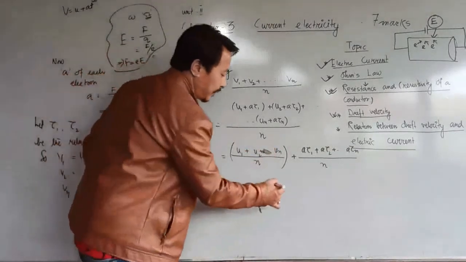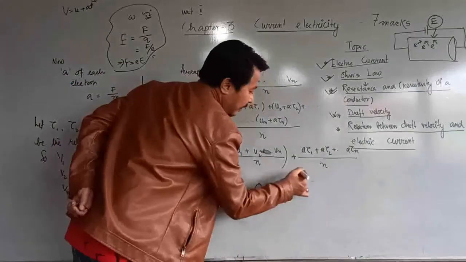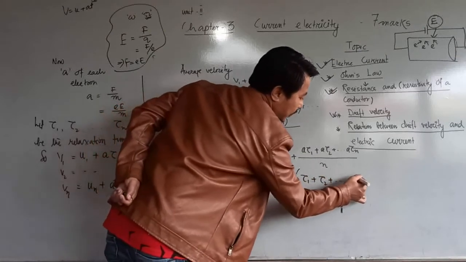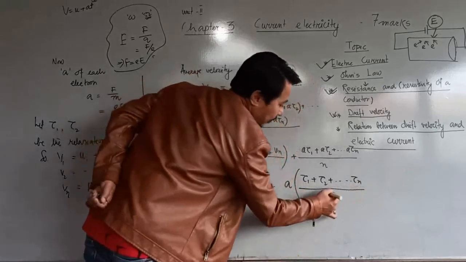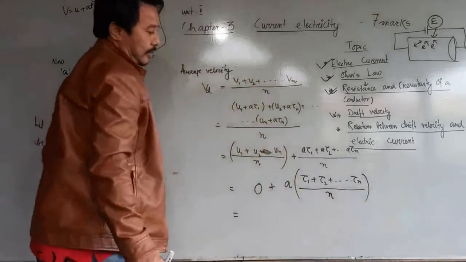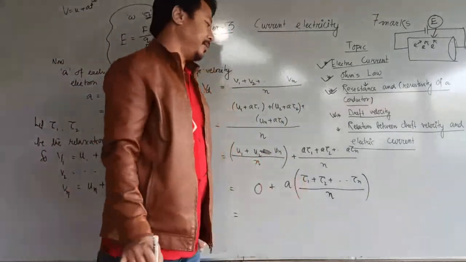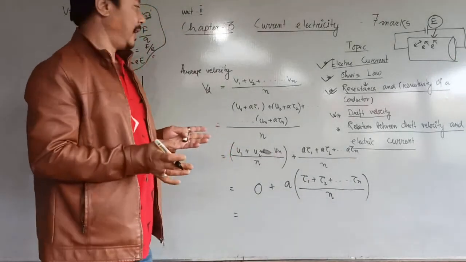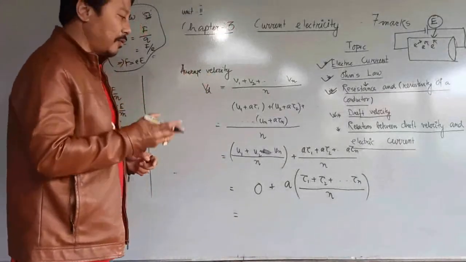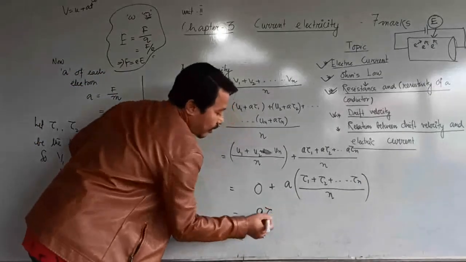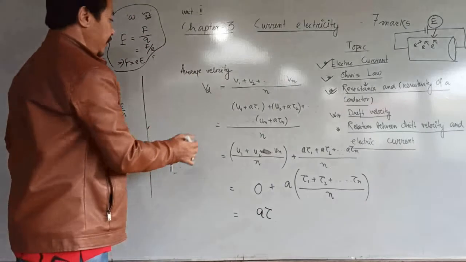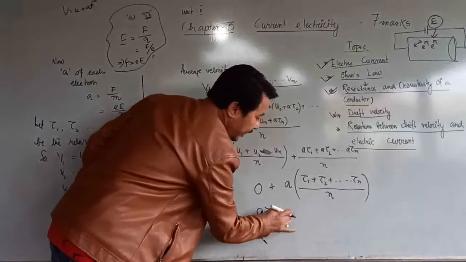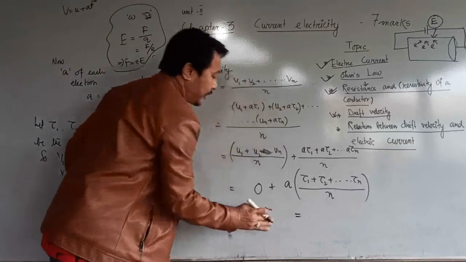The remaining part is a times tau 1 plus tau 2 plus up to tau n over n. Tau 1 plus tau 2 up to tau n over n is the average relaxation time, the relaxation time of each electron taken on average. Replacing that, the relation is V is equal to a tau, where a is the acceleration of each of the electrons.